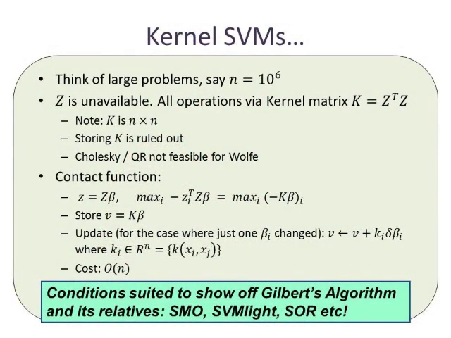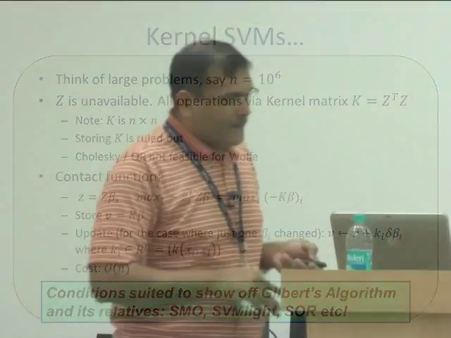So what happens here? You'll talk about large problems, and you have to work with the kernel matrix, all inner products, and that kernel matrix is n by n. So I'm going to assume that n is very large, and therefore storing the entire kernel matrix is ruled out. And therefore you cannot do anything of the Cholesky QR kind of operations in Wolfe. That's ruled out. And if you look at the cost function, in fact this is a special situation of the cost function which I have written here, you can actually rewrite it in terms of kernel functions, which is not difficult to see.